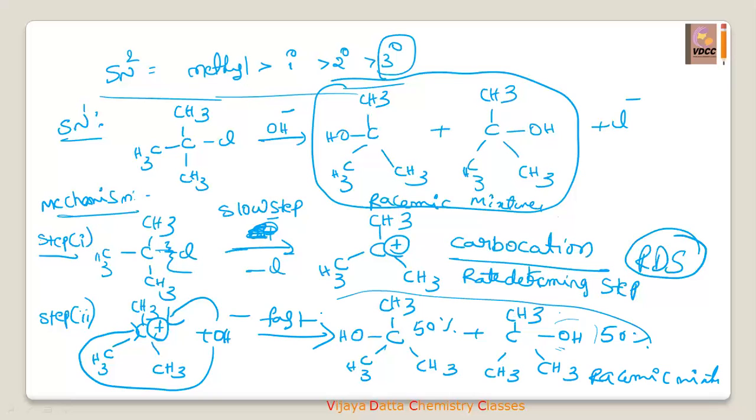Now come to the point of SN1. For SN1 tertiary halides, OH minus attacking directly is not possible due to the bulky groups. Then the C-Cl bond should break first. That way it is a two-step mechanism. In step 1, the C-Cl bond breaks. This is a very slow step, so it is called the rate determining step. Then it forms a carbocation. The carbocation in step 2 reacts with the OH minus. So the product is racemization.